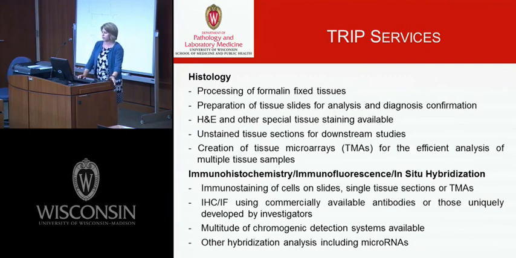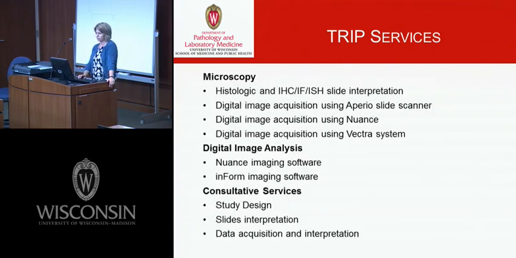Immunohistochemistry and immunofluorescence can be performed using commercially available antibodies, or we work with investigators that have developed their own antibodies. Various chromogenic detection systems are available for colorimetric detection or for immunofluorescence, and other hybridization analysis is available, including for microRNAs as well as in situ hybridization.